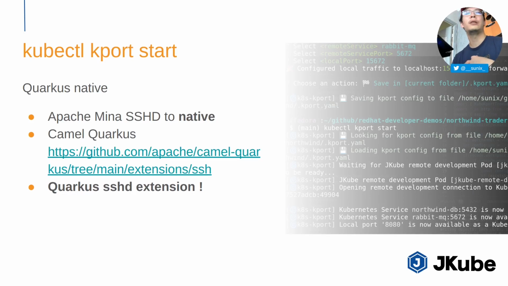So I had to get inspiration from the work done by the Kubernetes client team. They had done a similar extension for SSHD, and what I've done is that I created a Quarkus extension out of it. At the moment it is in the project repo itself, and the plan is to move that into Quarkus.